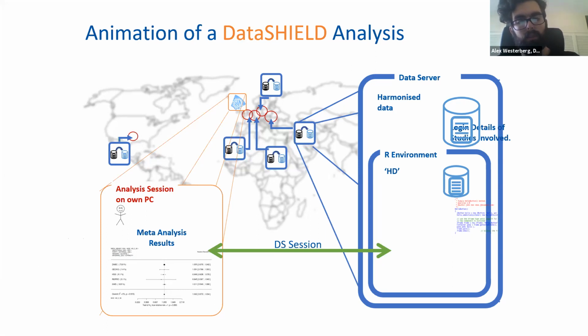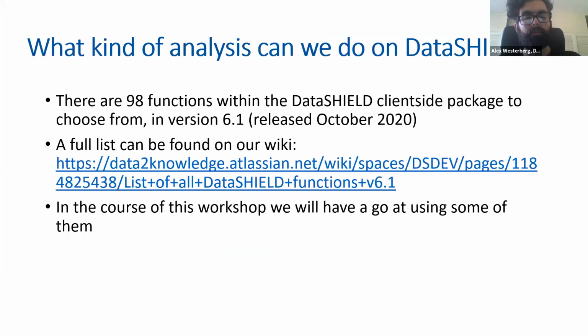So some functions in DataSHIELD tell you what's happening on each different server, and then the aggregated results of them all together. Others only let you look at the aggregated results. It depends on what you want, and you can use different DataSHIELD functions for different things. So that's the end of the animation.